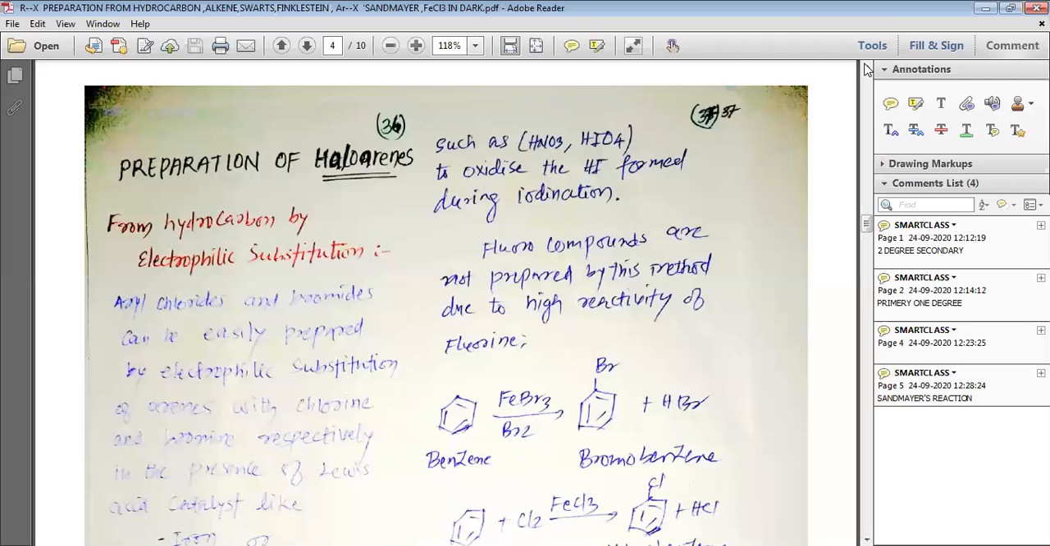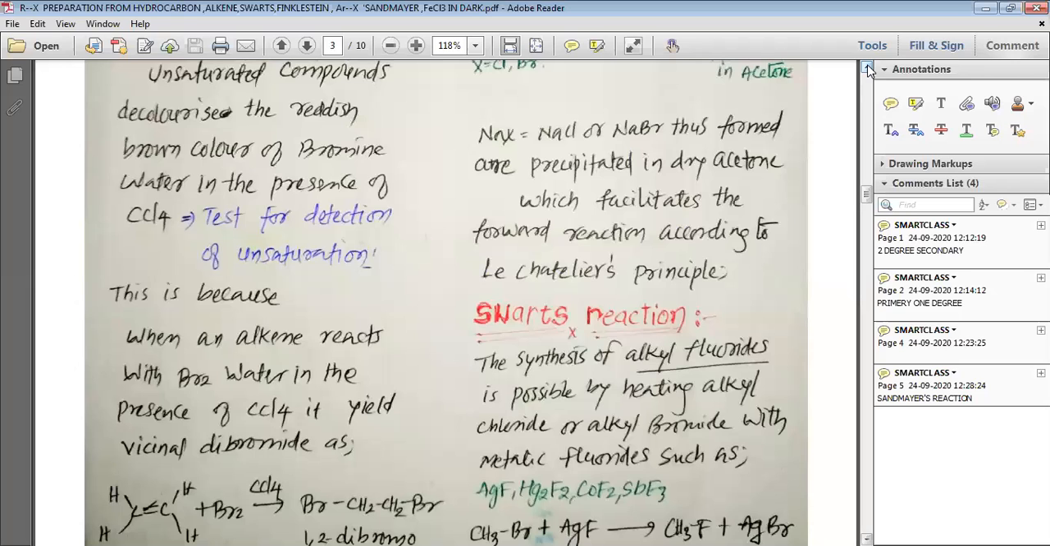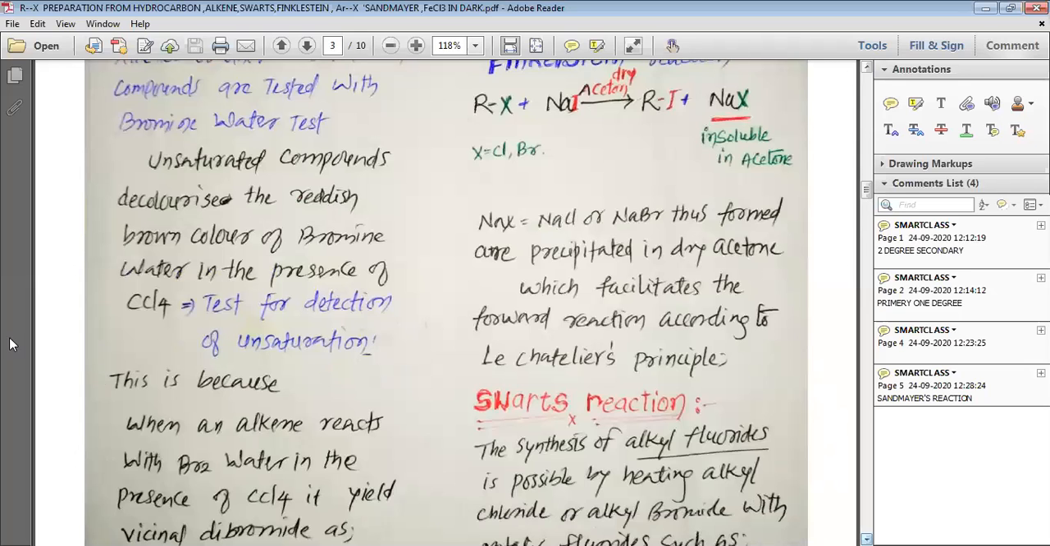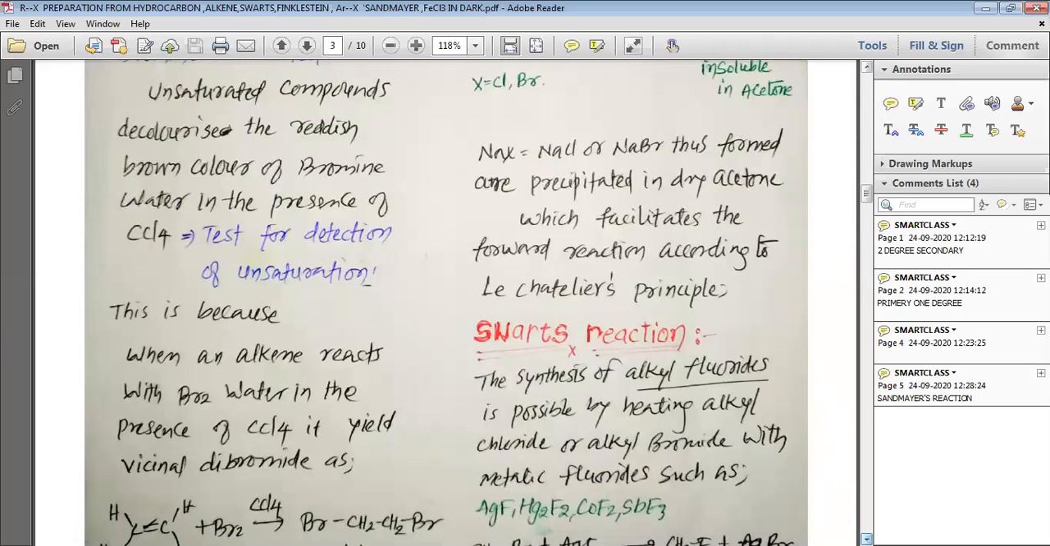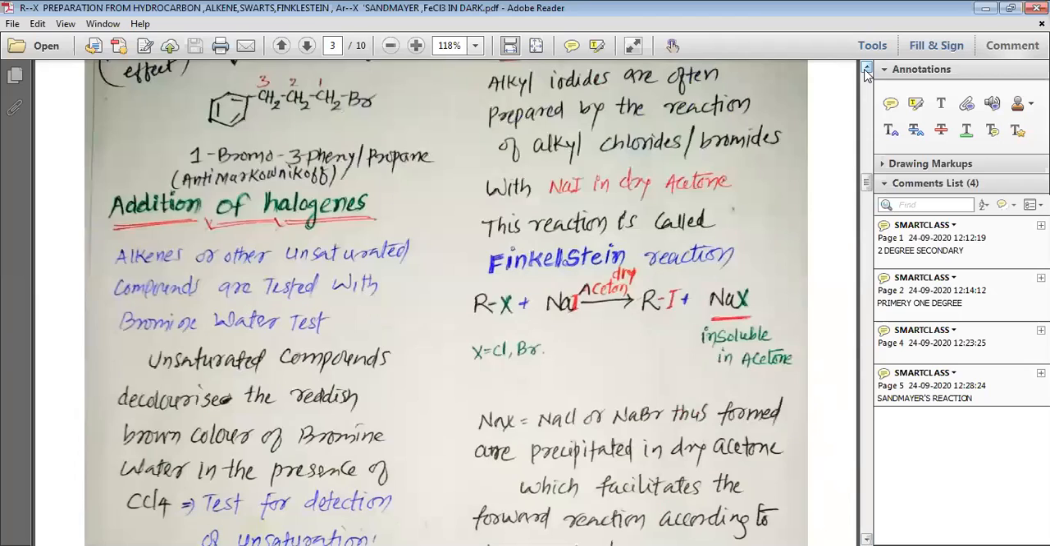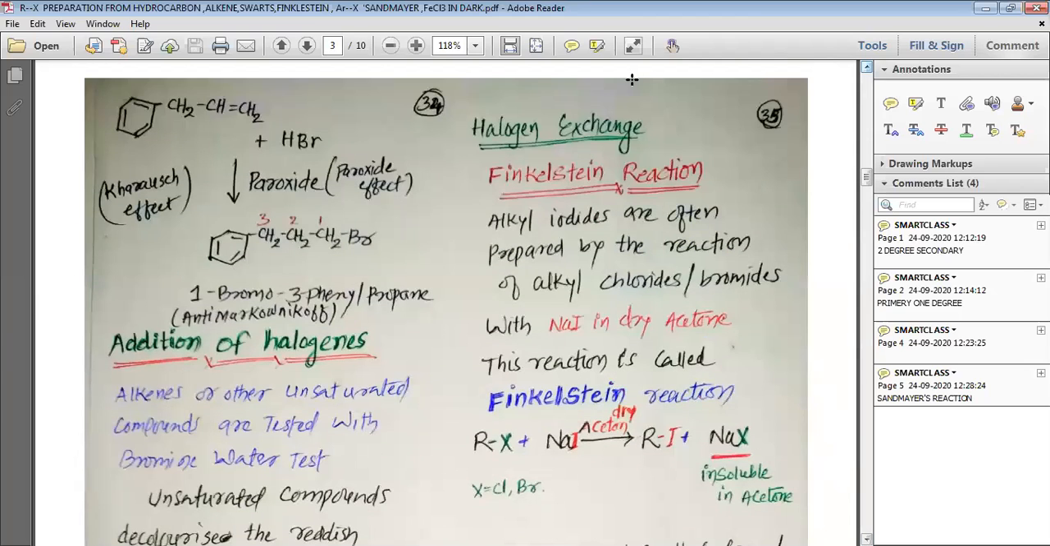Much of our time. Yesterday we studied some very important reactions. First, we studied the addition of halogens. When halogens are added in the presence of CCl4, they give us the vicinal dihalide, as you can see here, 1,2-dibromoethane. We have also seen the halogen exchange reactions, which are known as the Finkelstein reaction and Schwarz reaction.